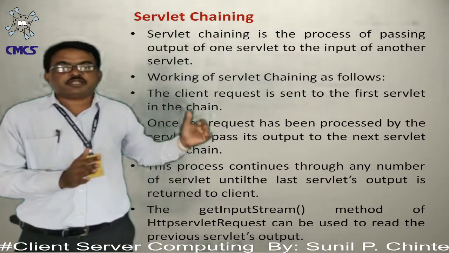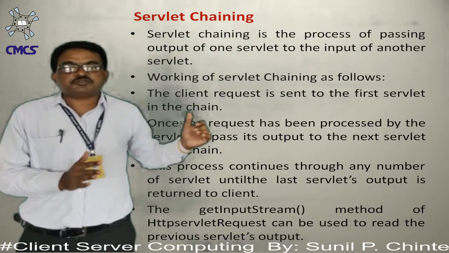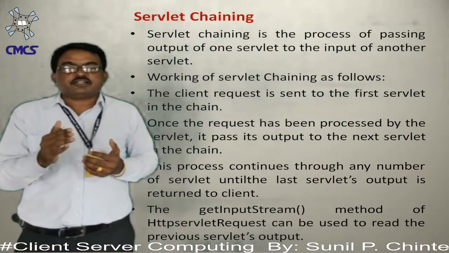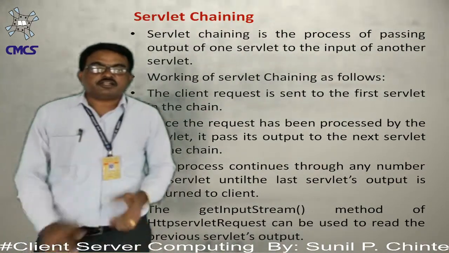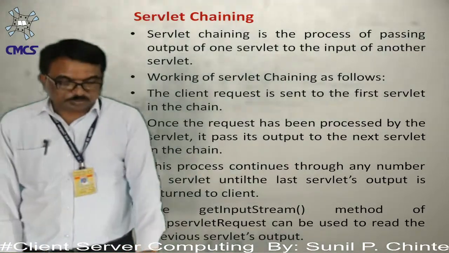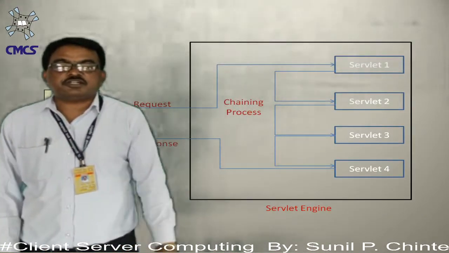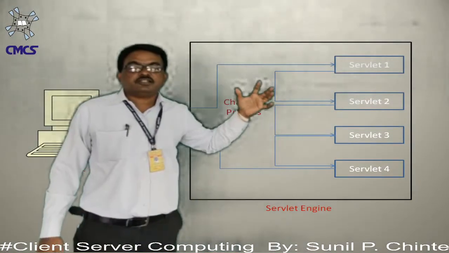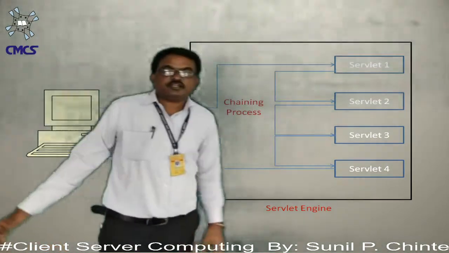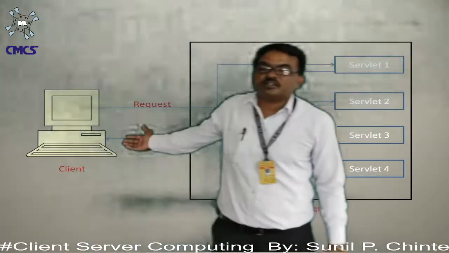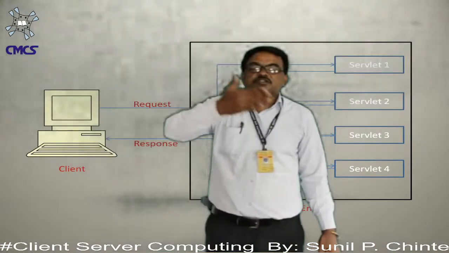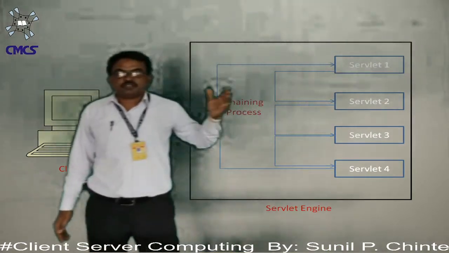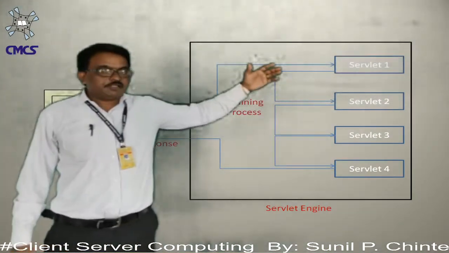The getInputStream method of the HTTP servlet request can be used to read the previous servlet's output. We use the getInputStream method here, which will read the data from the previous servlets. So this is the diagram through which we can understand the servlet chaining concept. Here the client or the user sends the request for the servlets, but the servlets are in a chain, so the request is processed by the first servlet.